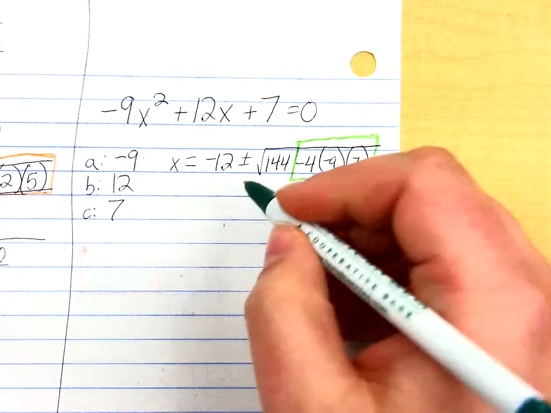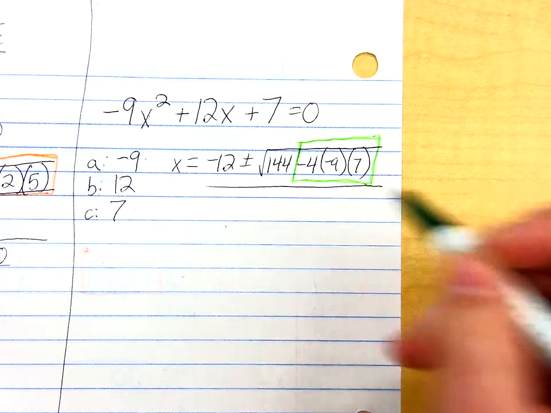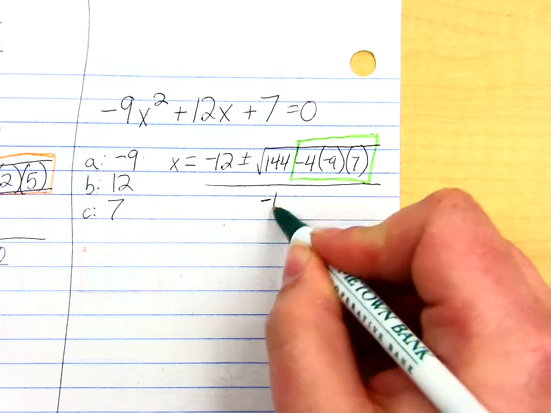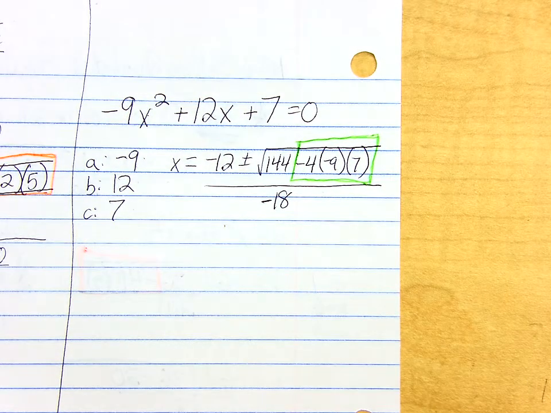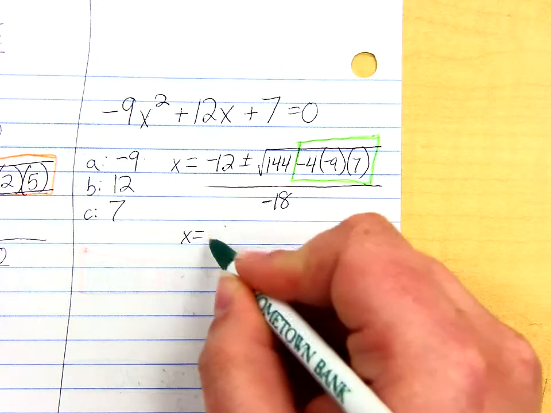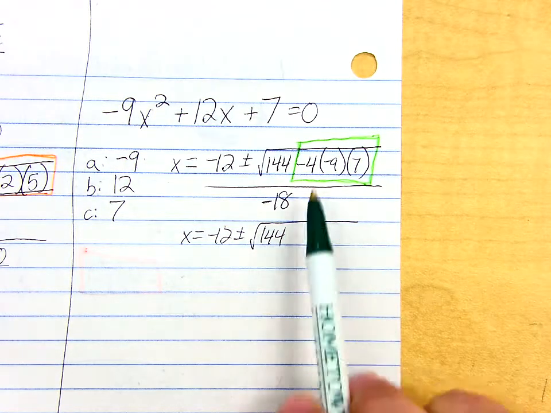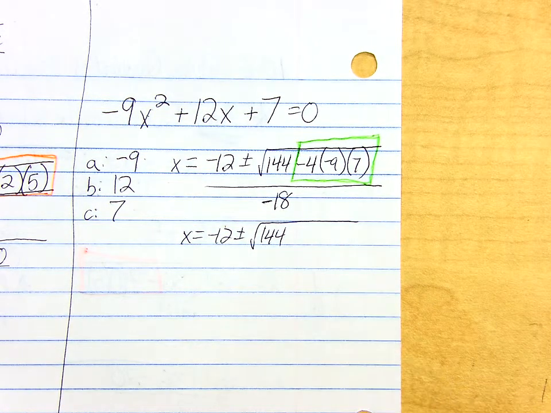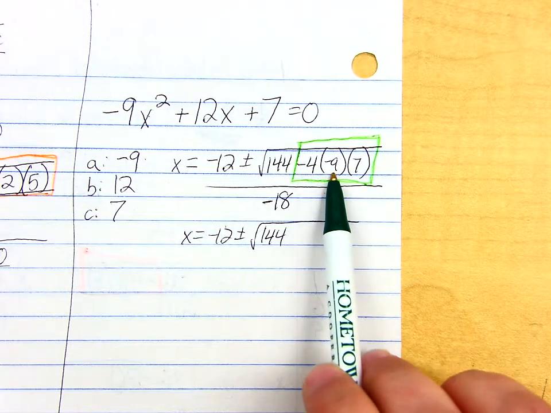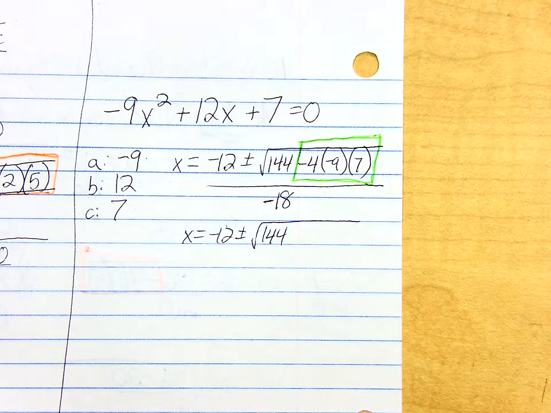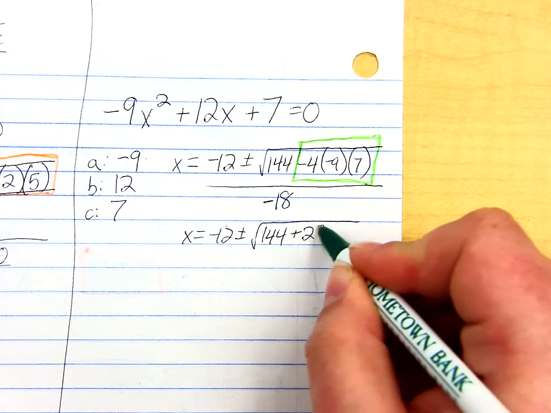All right? Watch. And now the whole thing is going to be over 2A, right? What's 2 times A in this case? Negative 18, right? Okay, now let's watch when we evaluate. X equals negative 12 plus and minus square root 144. Multiply these three numbers together. What is it that you get? A positive 252, isn't it? A negative 4 times negative 9, that's a positive 36 times 7. What'd you guys say it was? 252.